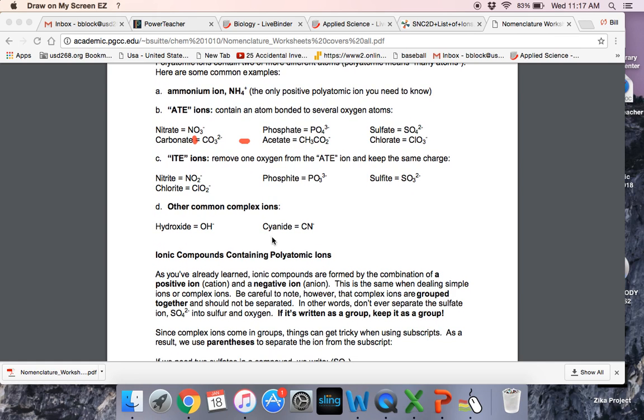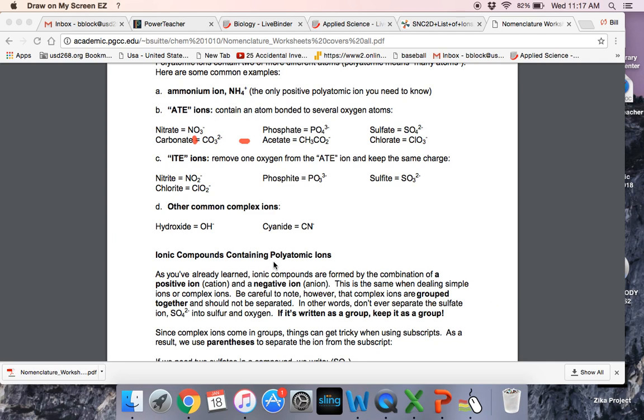All right, today we're going to be learning about polyatomic ions, which are ones where you have a group of atoms working together as an ion. Okay, so everything that we looked at yesterday had an ending of IDE on it. The way you'll be able to tell whether you have a polyatomic ion is if it has a different ending, like ATE or ITE.